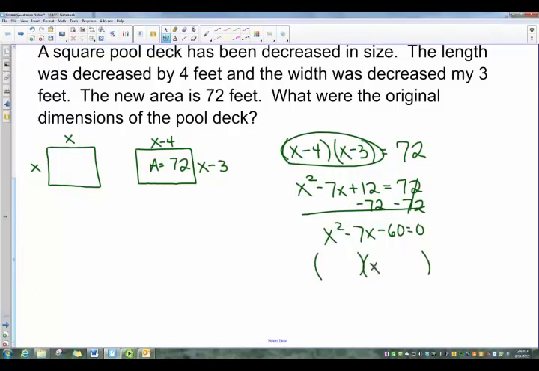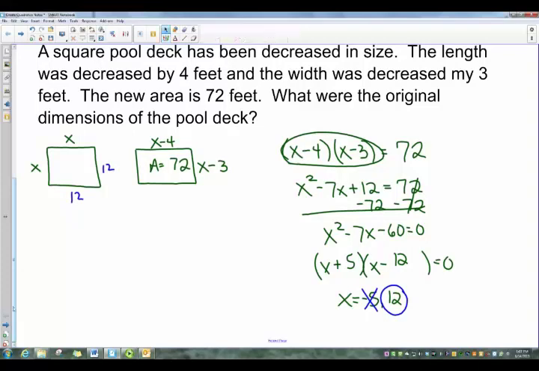Okay, and if I can factor, that's great. So I've got x and x. I know I have a plus and a minus because my last term is a negative. So two things multiply to 60 and have a difference of 7. And that's going to be 12 and 5. So my 5 is going to be positive. My 12 is going to be the negative. And now I solve for x. So x in this first case gives me a negative 5. In the second case, it gives me a positive 12. Now think about what they're asking. They're asking what were the original dimensions of the pool deck. Well, it can't be negative 5 because you can't have a negative dimension, which means that your dimension would have been 12. So it would have been a 12 by 12 pool deck, and there's your final answer.